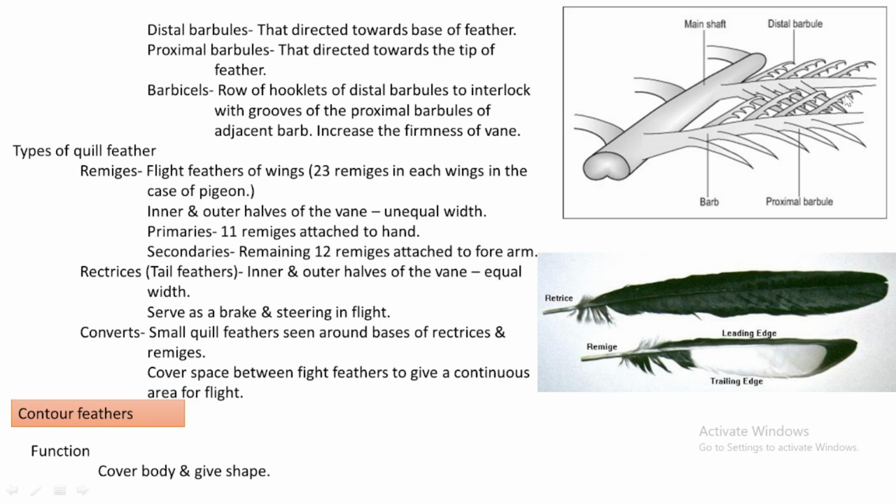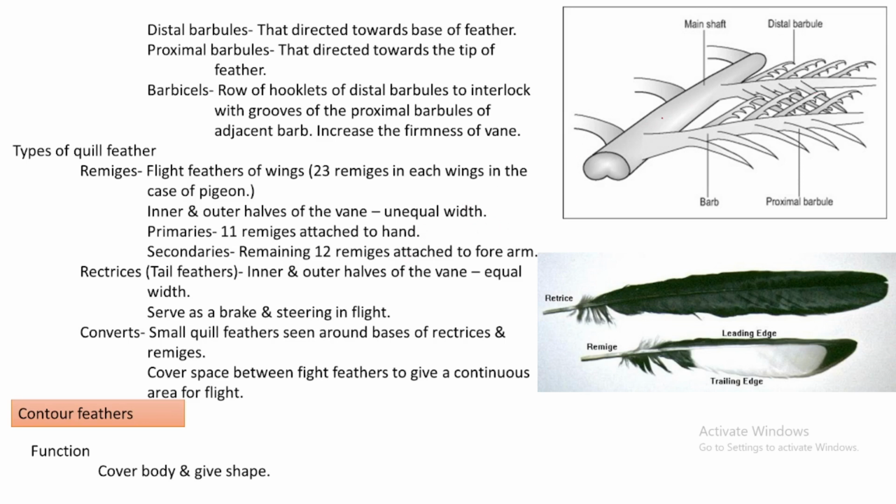Then barbicels means the row of hooklets of distal barbules. Barbicels means the distal barbules itself is making some interlocking with the proximal barbule of the adjacent barb. Clear? I will explain to you once more.